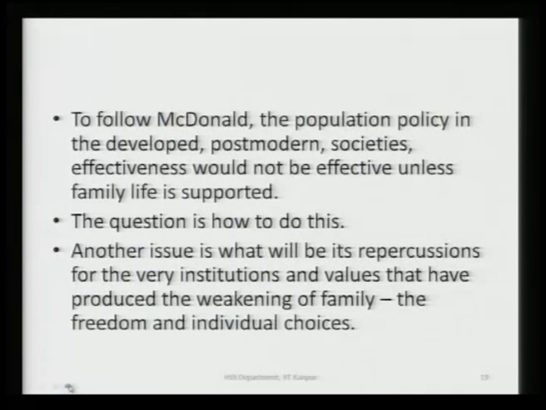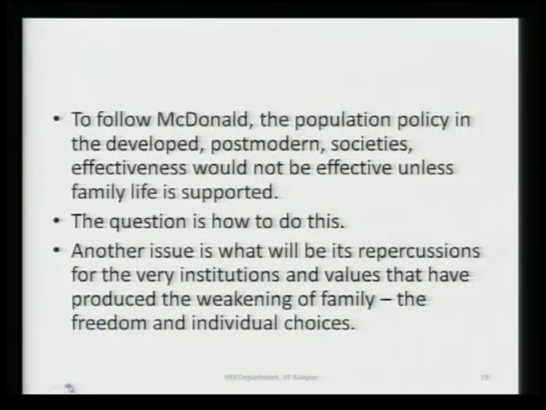To follow MacDonald, then, the population policy in the developed postmodern societies will not be effective unless family life is supported. This is clear: if you want to have effective policy, you cannot have direct policies, you have to support family. The question is how, and another issue is what will be its repercussions for the very institutions and values that have produced the weakening of family, the freedom and the individual choices.